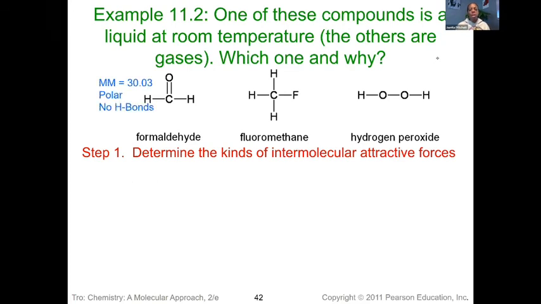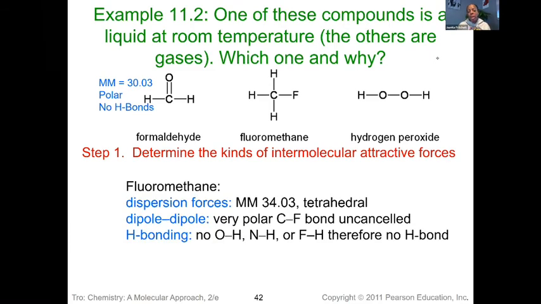All right. And so if we look at fluoromethane, well, fluoromethane, again, would be tetrahedral in shape, but it would also be polar because of that fluorine. So we do have dispersion forces because it's in everybody. We have dipole-dipole because it is very polar. But again, we have no hydrogen bonding because that fluorine is not directly connected to the hydrogen.